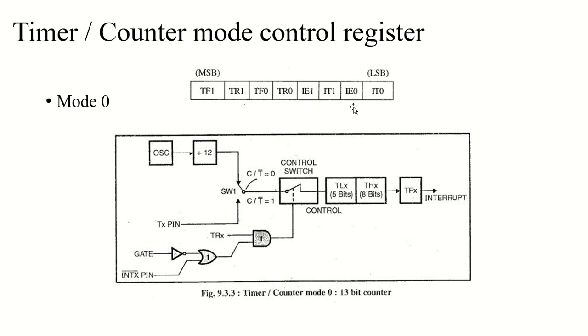Similarly, we have IE0, which is again TCON1 in the pin diagram, and this is for timer zero, sorry, not zero pin, zero timer. So this is the interrupt 0 edge flag, which is set by hardware when an external interrupt edge is detected, and it is cleared when the interrupt is processed.